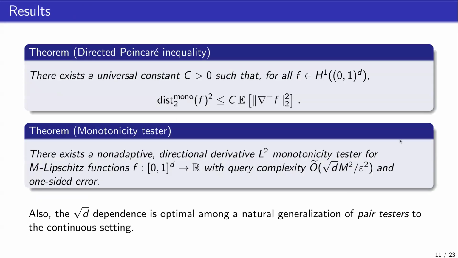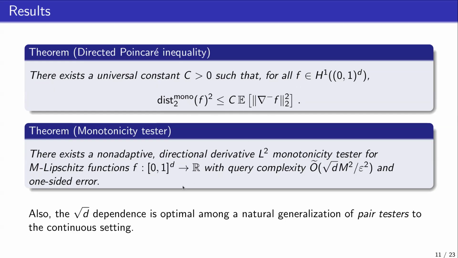So now I can tell you the results. And it comes in two parts. The first part of the result is this directed Poincaré inequality. We show that for all functions in the sufficient regularity class, don't worry too much about it, we have this L2 directed Poincaré inequality. The L2 distance to monotonicity of f, and it's convenient to square it on both sides, is at most this expected squared norm of the directed gradient. Okay, so this is the inequality that I promised you on the map.